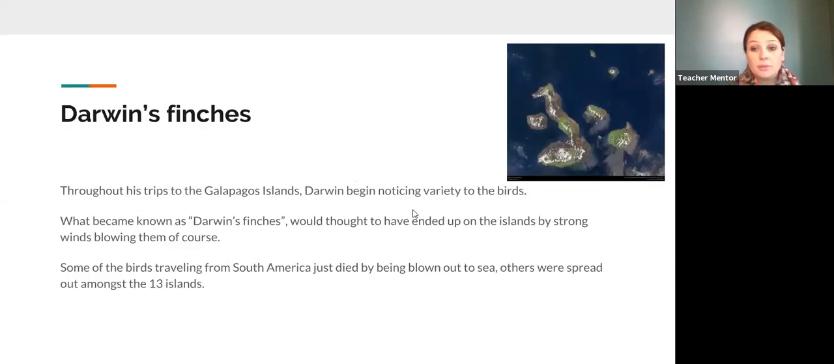You can see a little picture of the Galapagos Islands. The Galapagos Islands are actually made of 13 different islands. Throughout his trips to the Galapagos Islands, Darwin started noticing the variety of birds, what came to be known as Darwin's finches. They're thought to have been traveling from the South American coast and were swept off their migration route due to strong winds. Some of them were just blown out to sea and died, and others were spread out amongst the 13 islands of the Galapagos Islands.